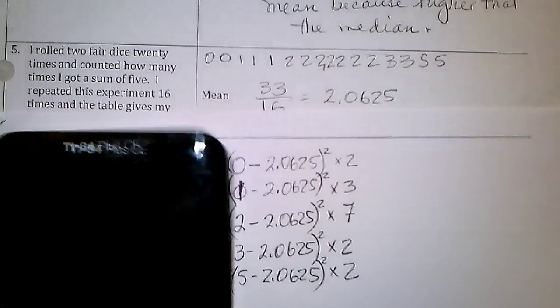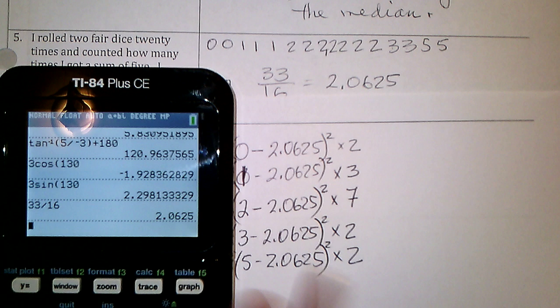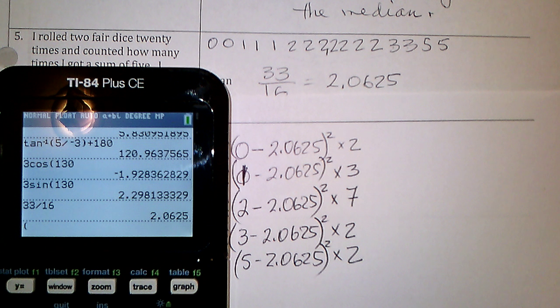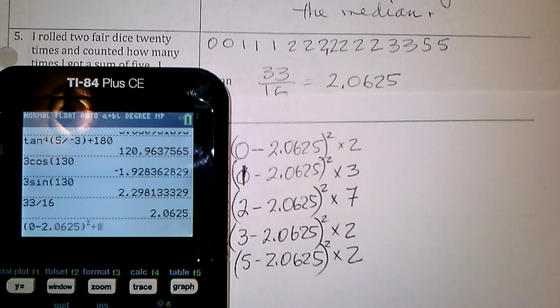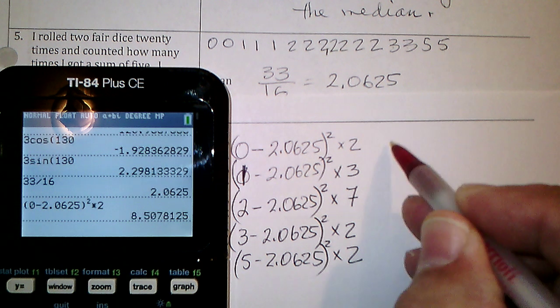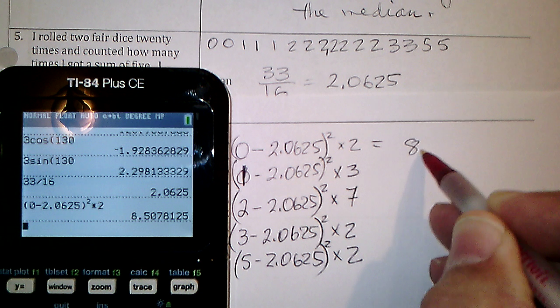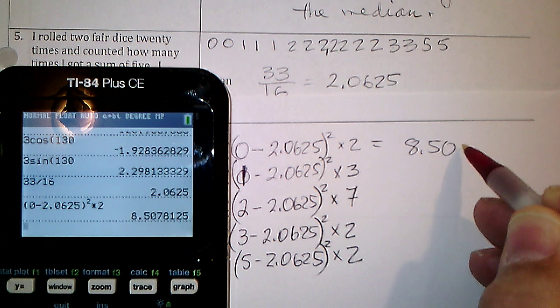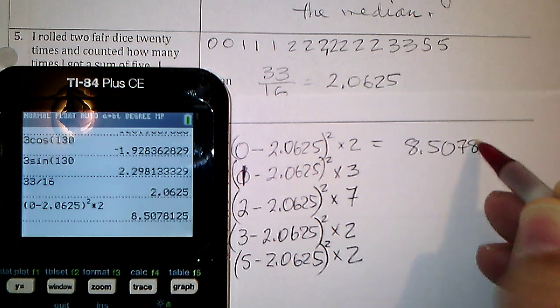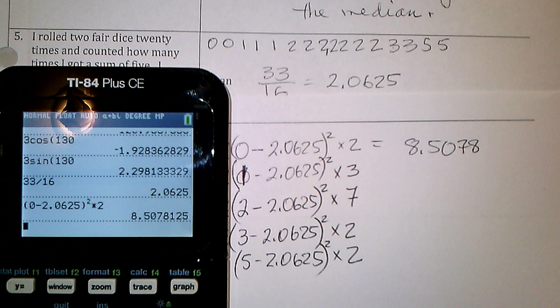So let's put the calculator on this side, and we're going to do parenthesis 0 minus 2.0625 close parenthesis squared times 2, and I get 8.5078. I'll carry 4 digits for now, and then I'll reduce that later.